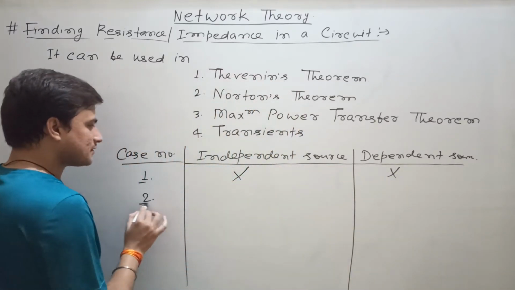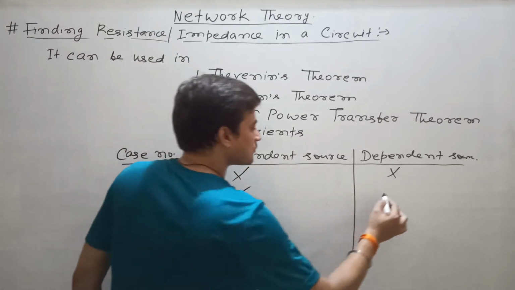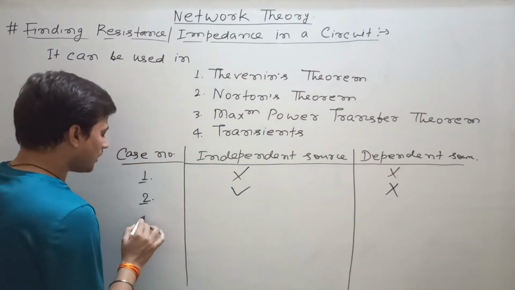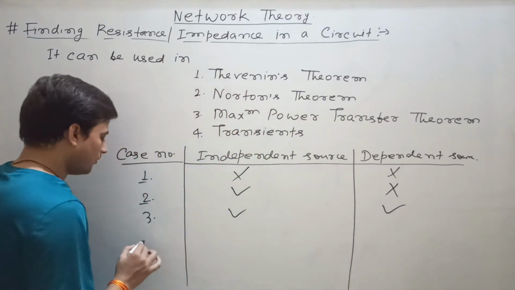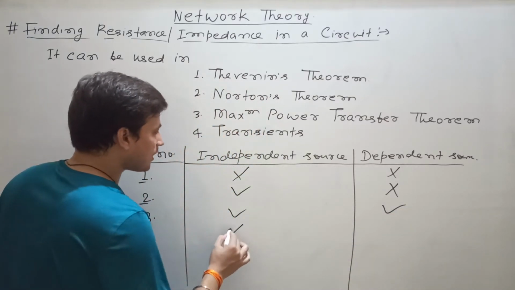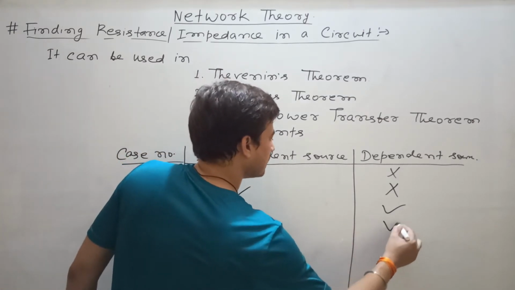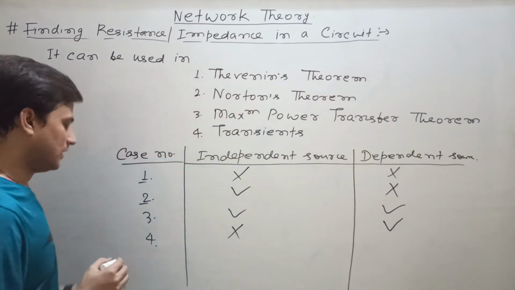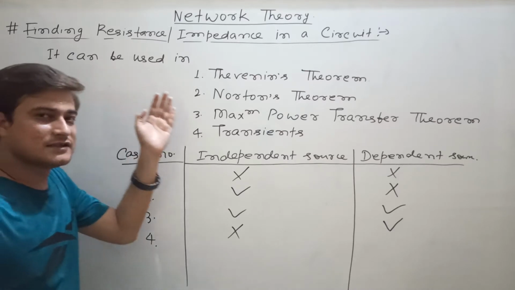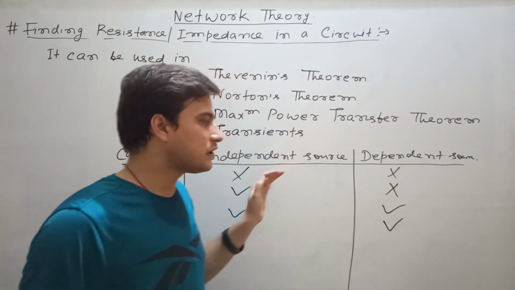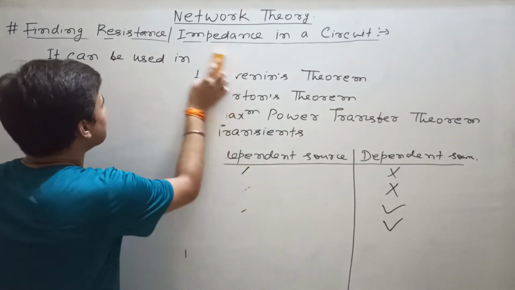Now you will have second type of circuit. Here you will see that independent sources are present, dependent sources are absent. Come to third case, you will see that both dependent and independent sources are present. The fourth case, you won't have independent source, but you will have a dependent source in the circuit. So let us discuss the steps to find equivalent resistance or equivalent impedance in all the different types of network. Clear? So let's start with first case.